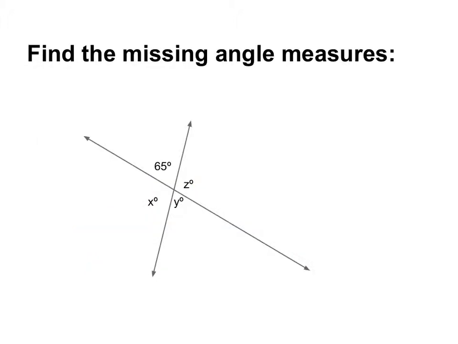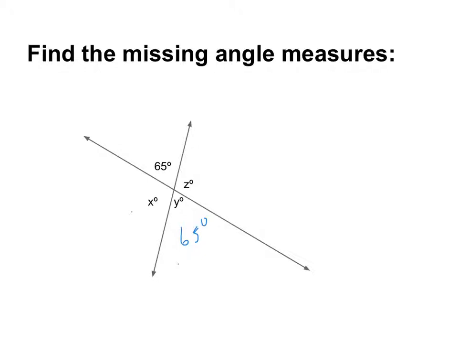Okay, so if we're going to find the missing angle measurements on an example like this, I always like to start with a vertical angle first. So we have a known angle, 65. Can you find the vertical angle? That's right, it's y. So that is also going to be 65 degrees. Let's write that in. Okay, now I notice there's a relationship between the angle x and angle y, and that relationship is that they are supplementary.